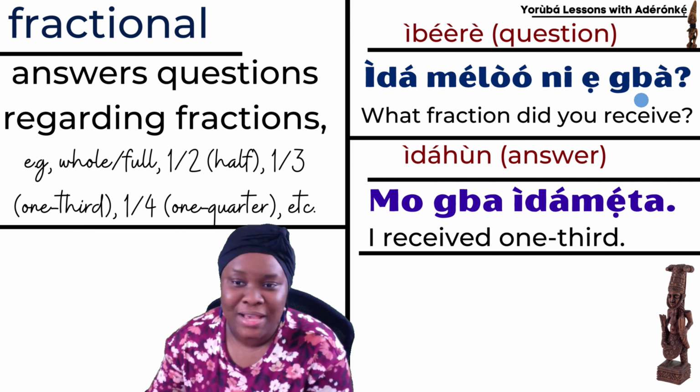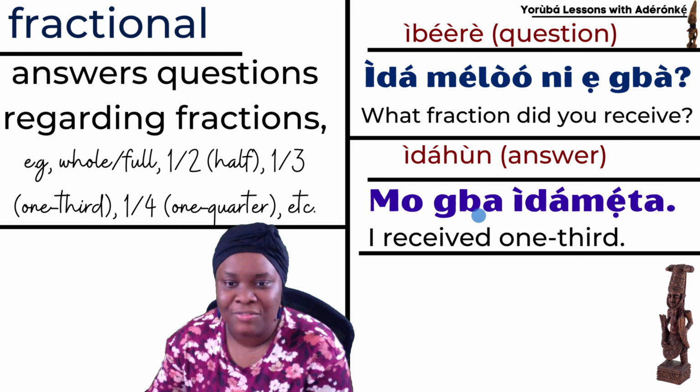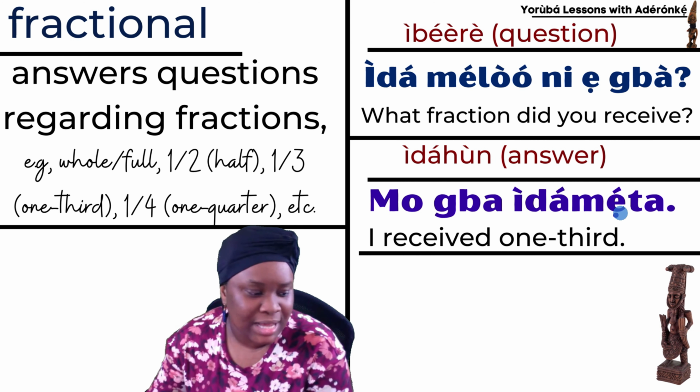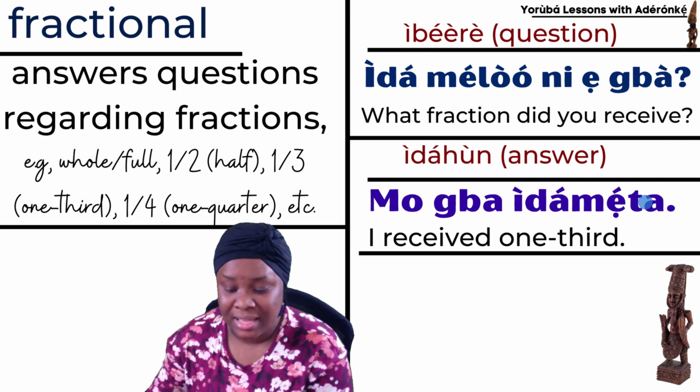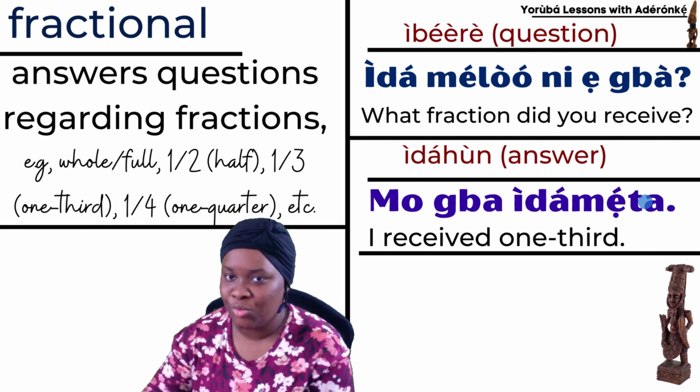Ìdá mélòó ni ẹ gbà? What fraction did you receive? Mo gbà ìdá mẹ́ta. I received 1/3. Mo gbà ìdá mẹ́ta. It was divided into 3 and I got 1 of that.